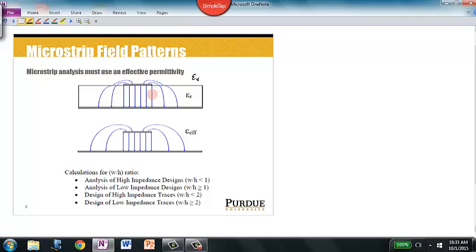So to compensate for this effect, it's typical to model microstrip as a signal line that is completely buried in a continuous dielectric material that has an effective electric permittivity. And instead of epsilon sub R, we call it epsilon sub eff, as shown in this bottom figure here.